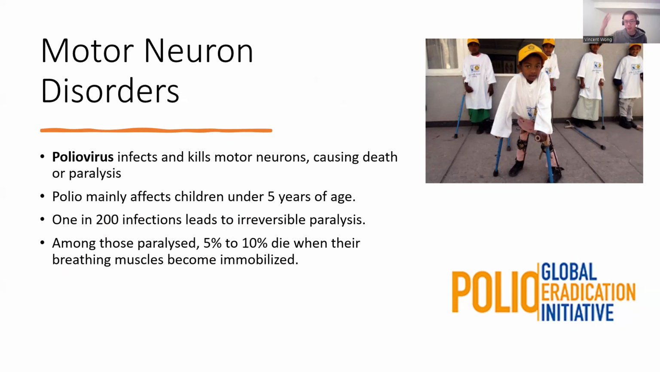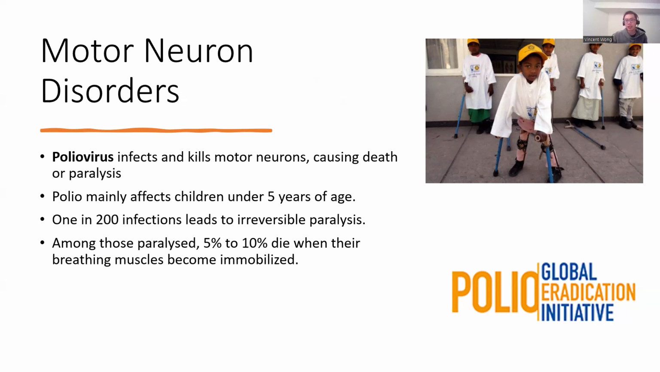Breathing requires action potential to go to the intercostal muscle. And if the communication between the neuron and those muscles is severed because the motor neurons are destroyed, then you cannot breathe. Okay. So there is an effective vaccine available for poliovirus.